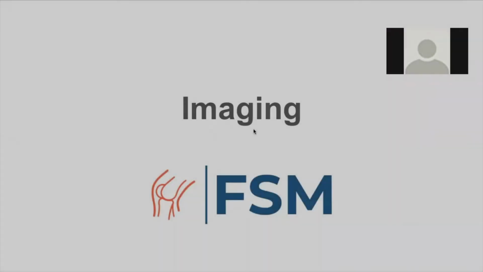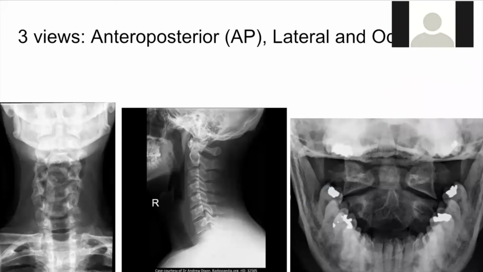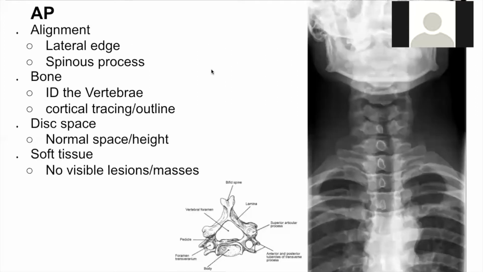All right, guys. So we'll go over imaging. Whenever you have any type of neck pain, you're going to order a cervical X-ray series, which is composed of the AP anterior posterior view, lateral, and odontoid view. You could add other views like oblique or flexion and extension, but we're just going to go over these three. These are the main three you're going to encounter.